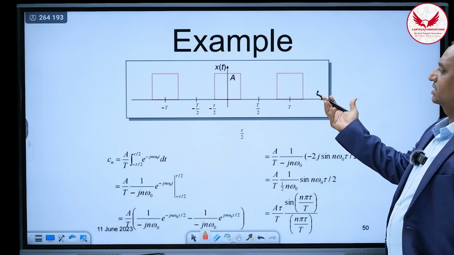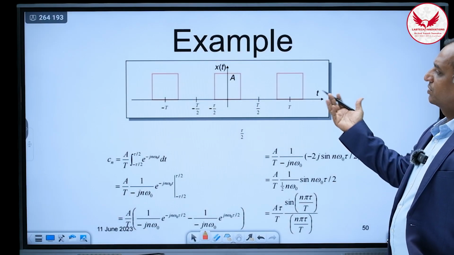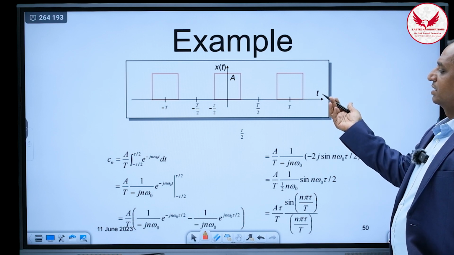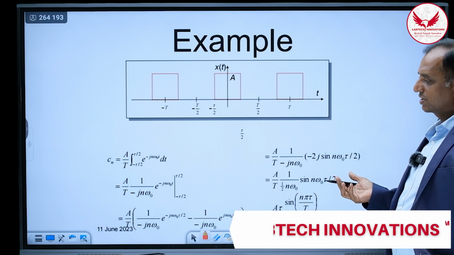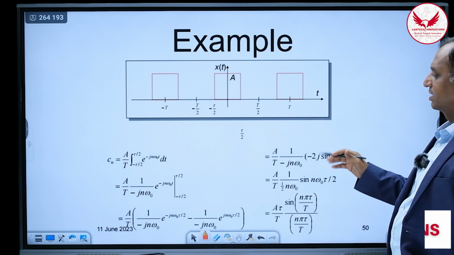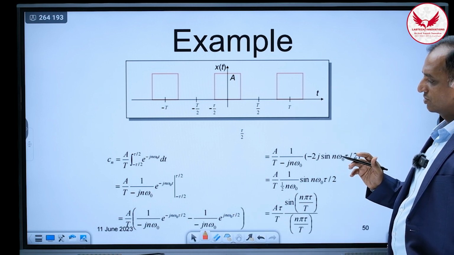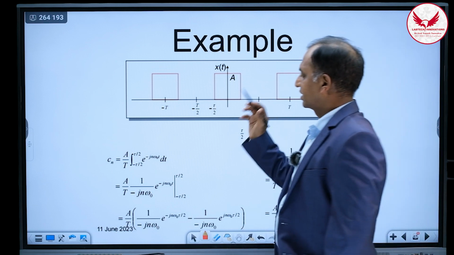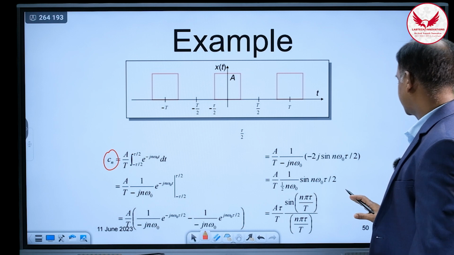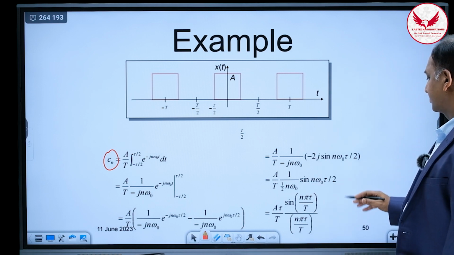Now let us take such a problem here. You already found the trigonometric Fourier series, and in the same way you can find the exponential Fourier series. First you write x of t. For this, calculate the capital T. From that you calculate omega 0, and you calculate the exponential Fourier series, that is your cn. The solution is given here, you can go through it.